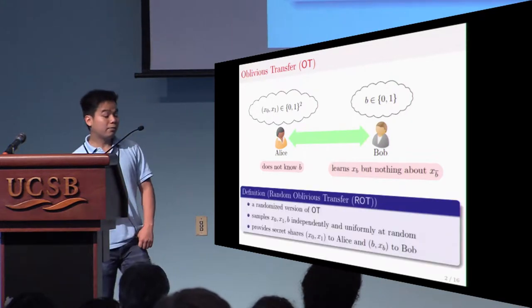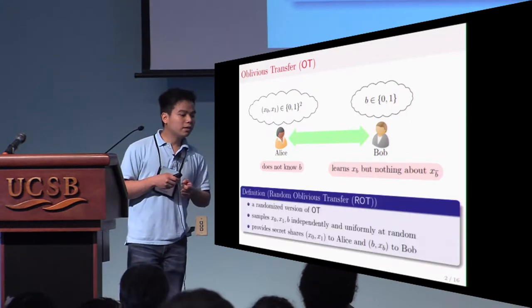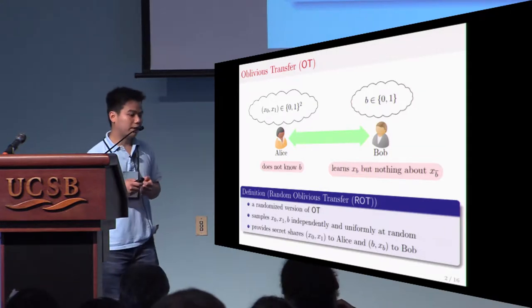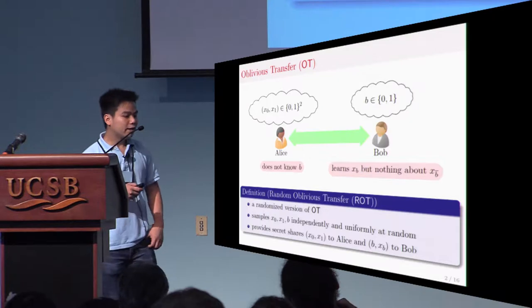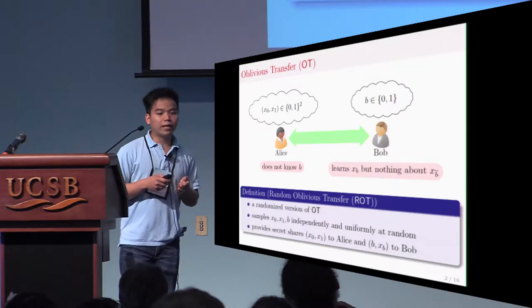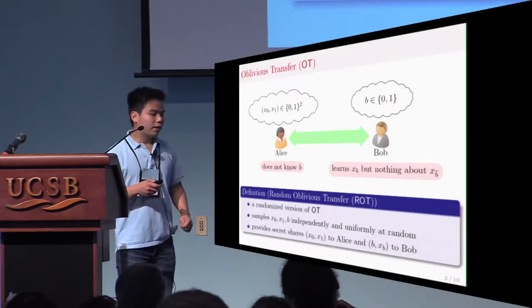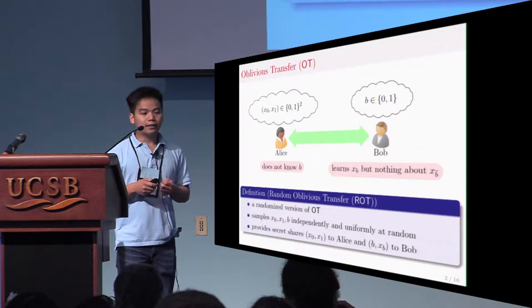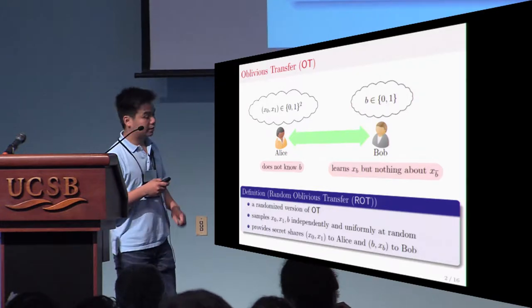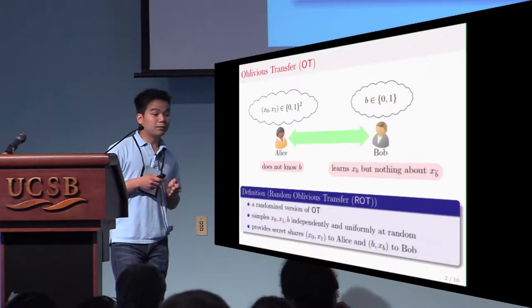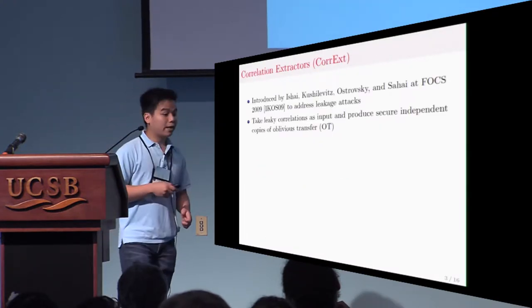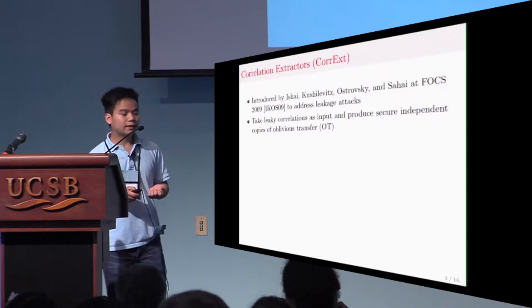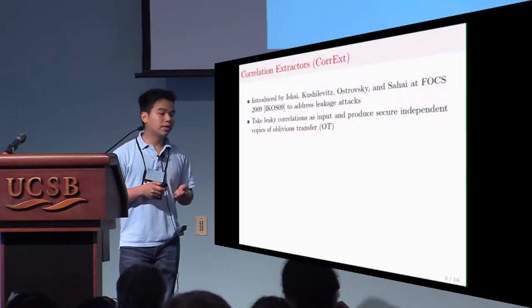And Alice does not know the choice bit b. A random oblivious transfer is a randomized version of OT. It samples three bits x0, x1, b independently and uniformly at random. It provides secret sets x0, x1 to Alice, and b, xb to Bob. And as I mentioned earlier, the secret sets (rA, rB) are vulnerable to leakage attacks.